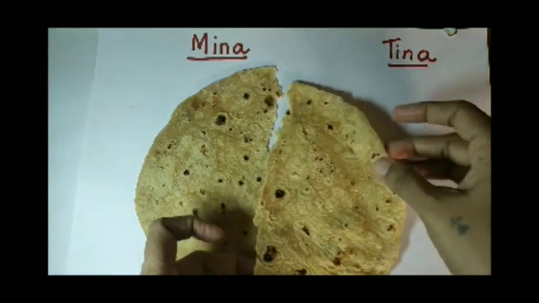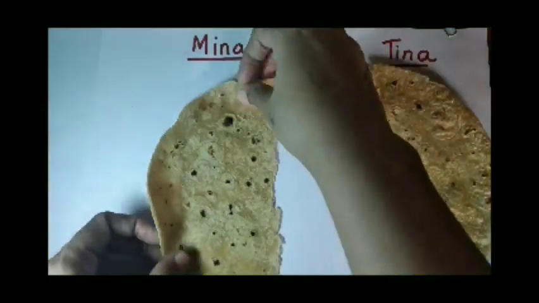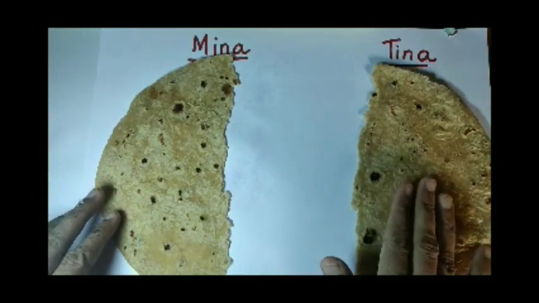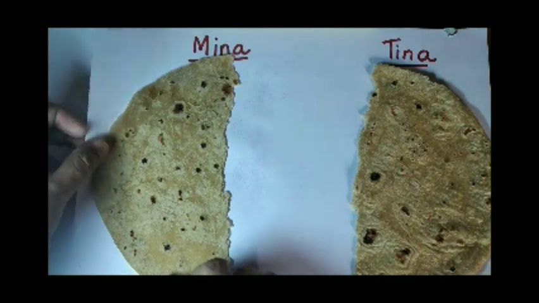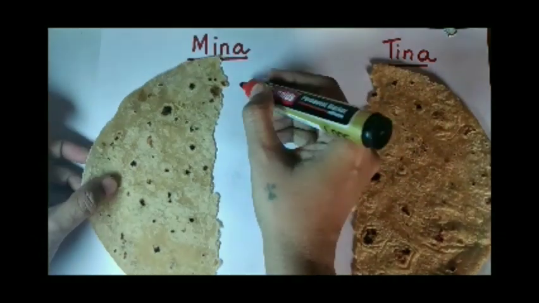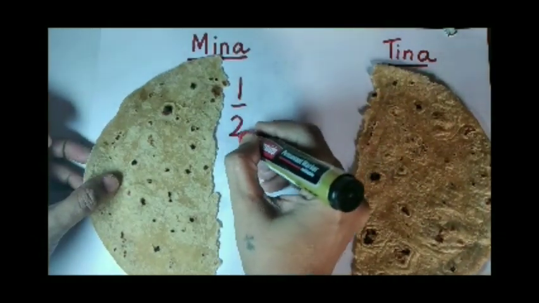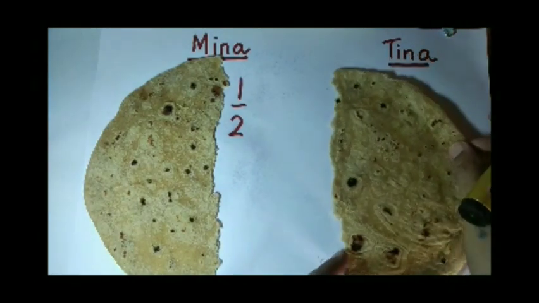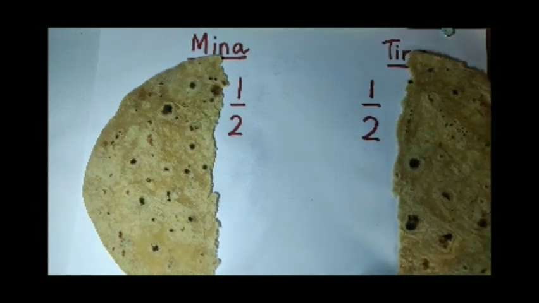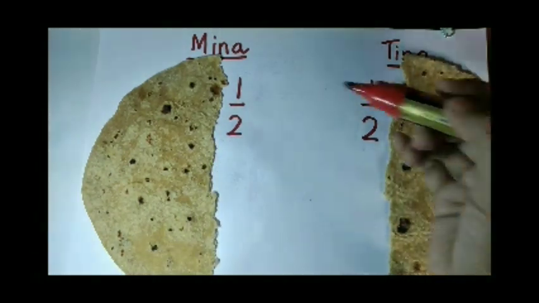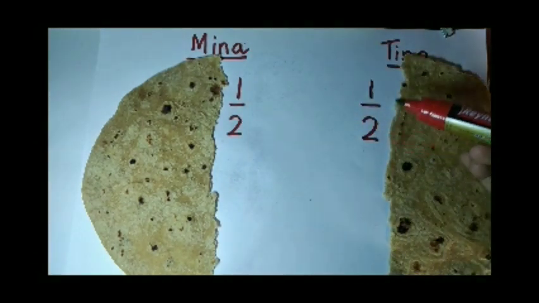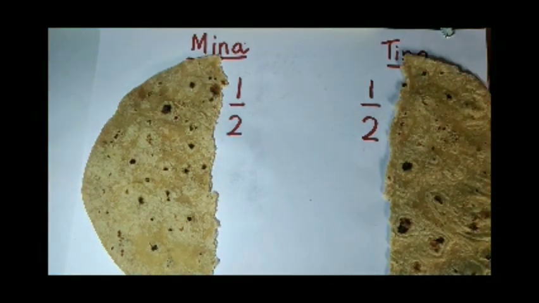So, after dividing it, this one half goes to Tina and this one half goes to Meena. So now, one half of the whole is shown by the fraction 1 upon 2. Here also, one half of the whole is shown by the fraction 1 upon 2. So Meena gets one half of the chapati and Tina gets one half of the chapati. It is written as fraction 1 upon 2.